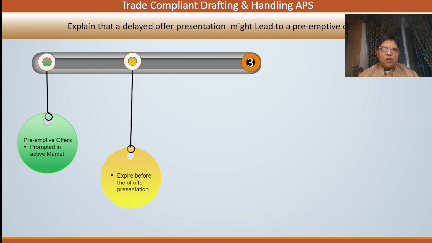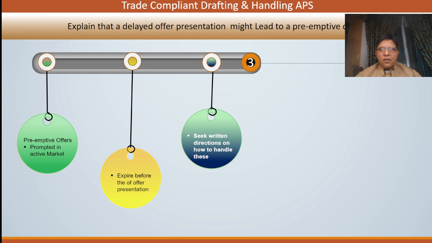It's not a buyer's market. That's the only case. The preemptive offer always expires before the presentation date, and you seek written directions on how to handle these. Always seek the written direction, and there is a form you can fill out about the directions: when the offers are going to be reviewed, and what kind of offers they would be looking into. So document all those instructions which you are getting from your client.